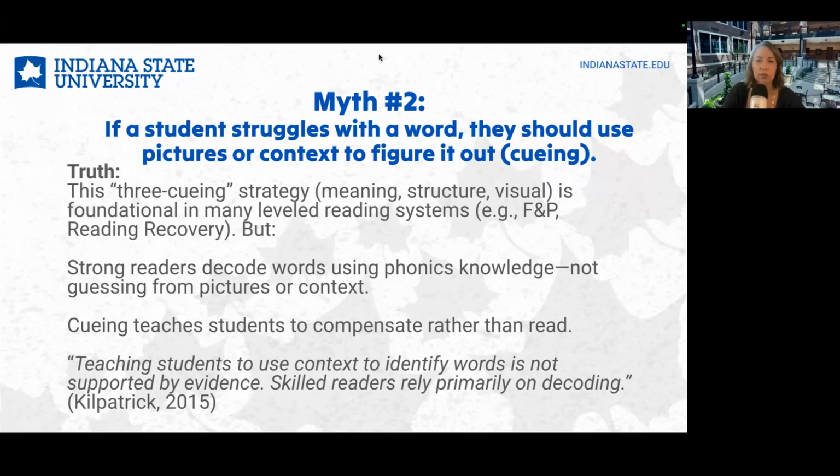It will show growth for students in those early elementary years. But again, once they hit middle school and move from learning to read to reading to learn in secondary, you can't rely on context clues and those things to help you decode a difficult content area text. Cueing teaches students to compensate rather than to actually read or rely on their reading ability. Skilled readers rely on their ability to decode.